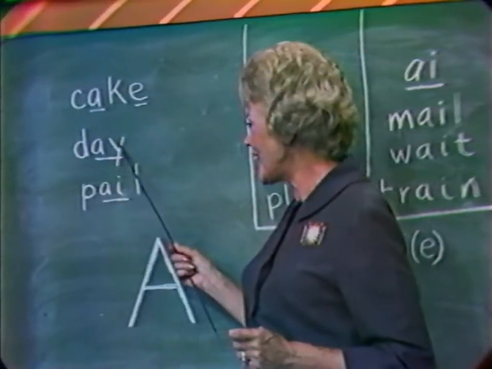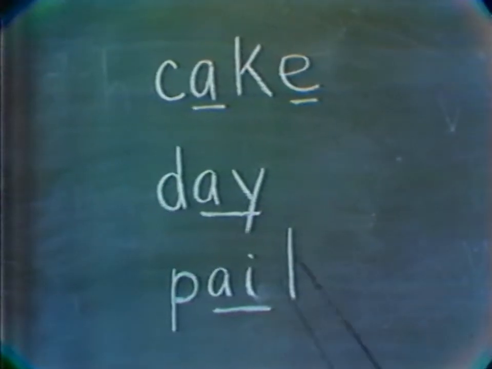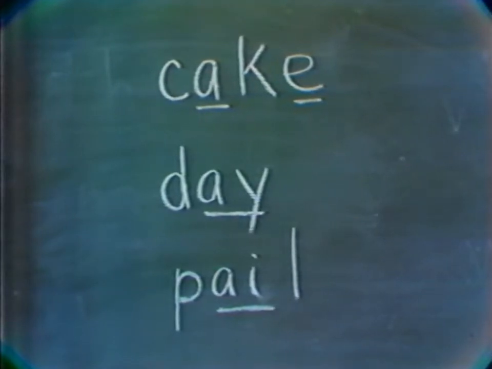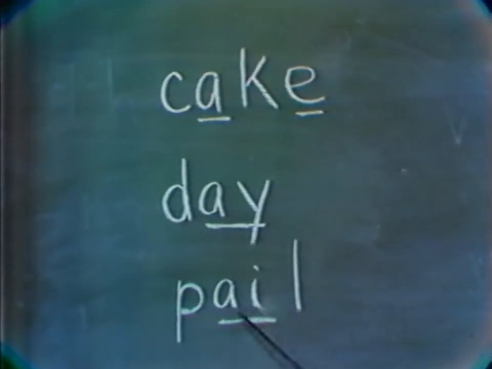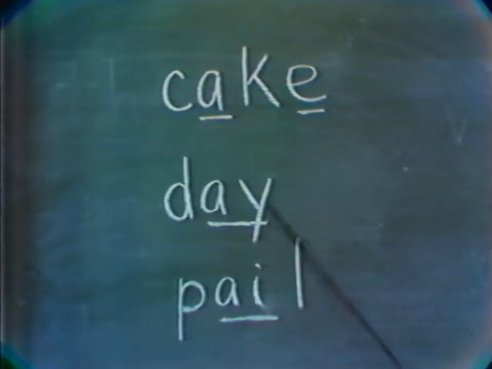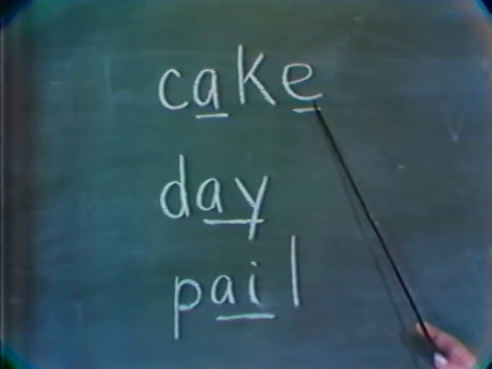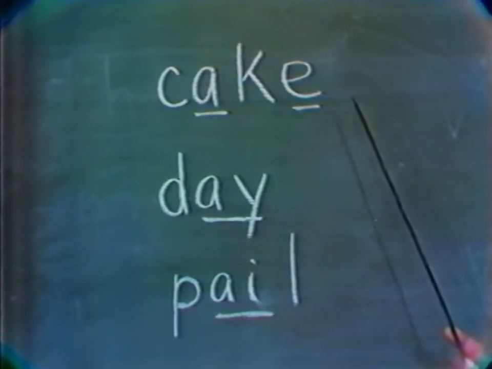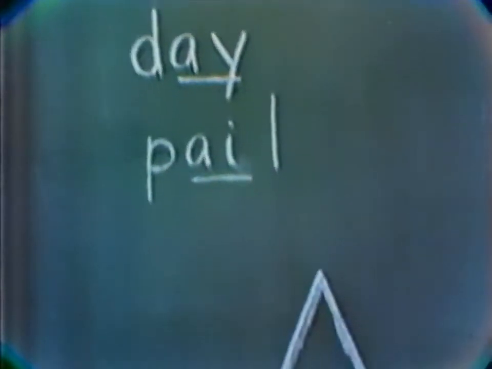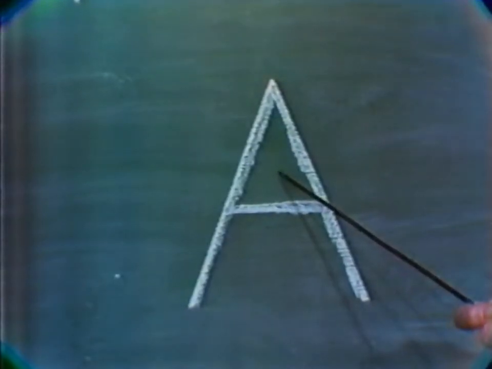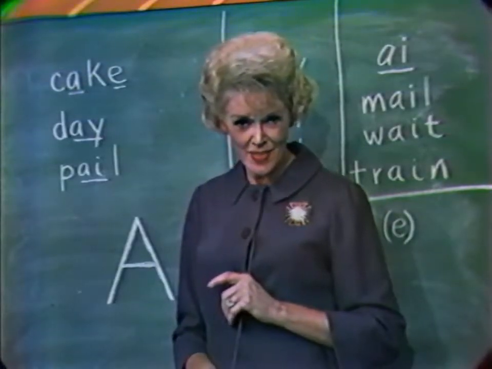Cake, day, and pail. Now let's just go over this again together. When you see A-I, when you see A-Y, or an A with a silent E, what do you say? What do you say? What do you say? You say A, A.